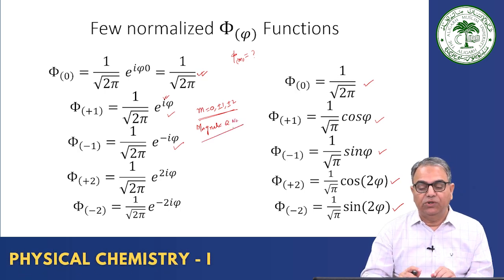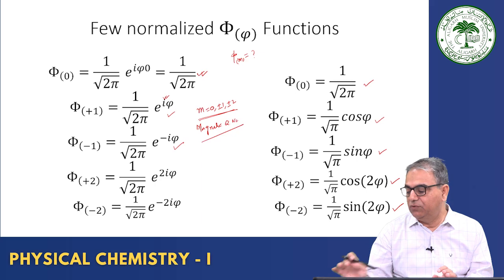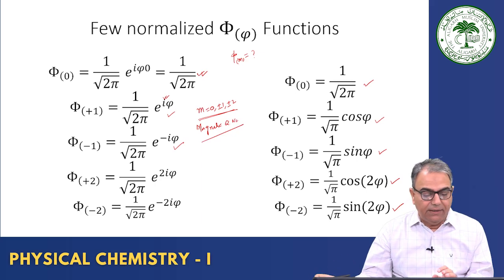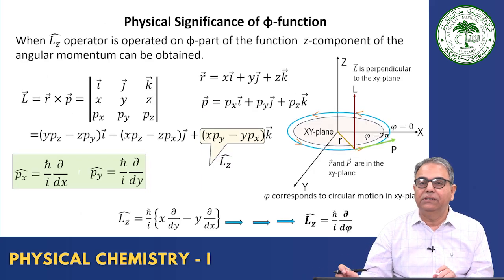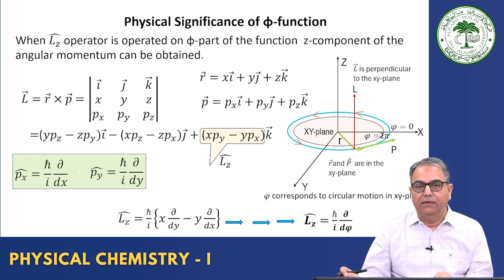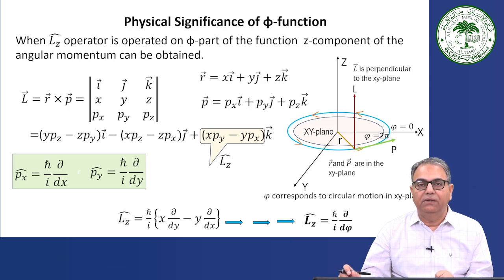Okay. So we have the equations, we have the real equations also. What is the point of doing these calculations? What is the physical significance of phi? Okay, we have the phi functions. Then what is the physical part of these phi functions? Why do we do this one?